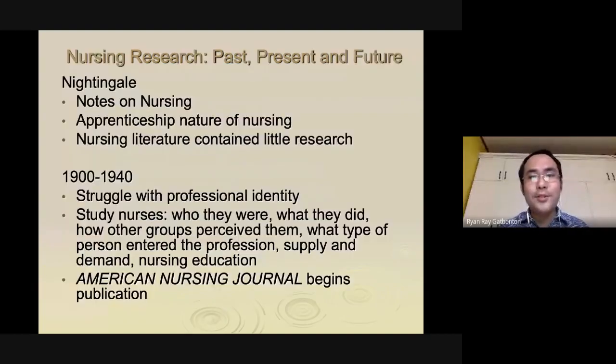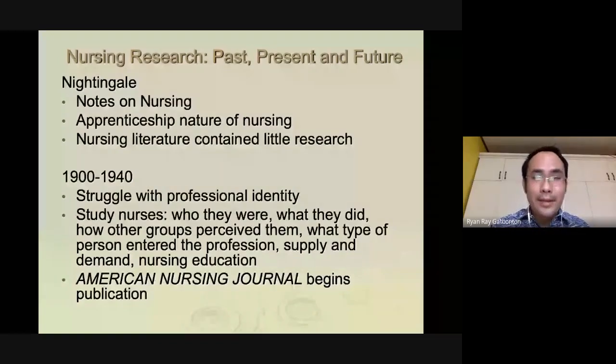Now, nursing research in the past, the present, and future can be summarized in these succeeding slides. The first nursing researcher, as you have known, is Florence Nightingale. Her Notes on Nursing made it possible to record what was happening during her time. By taking down notes, she was taking down data. And collecting data and interpreting it is a research process itself.